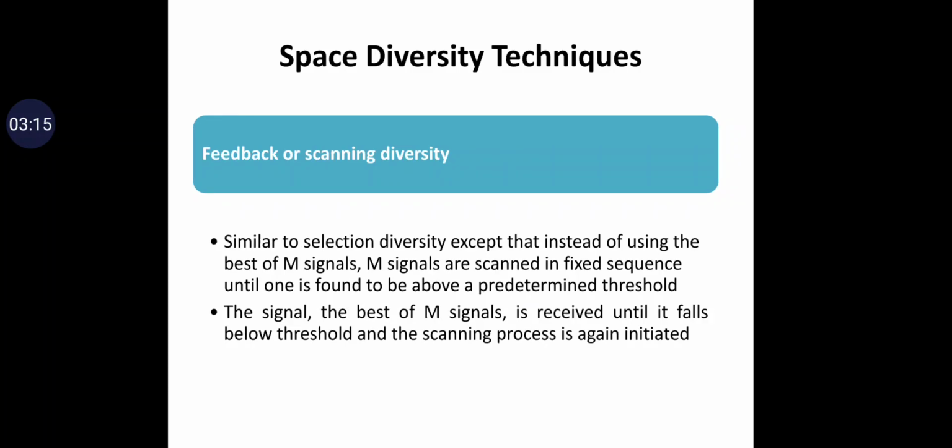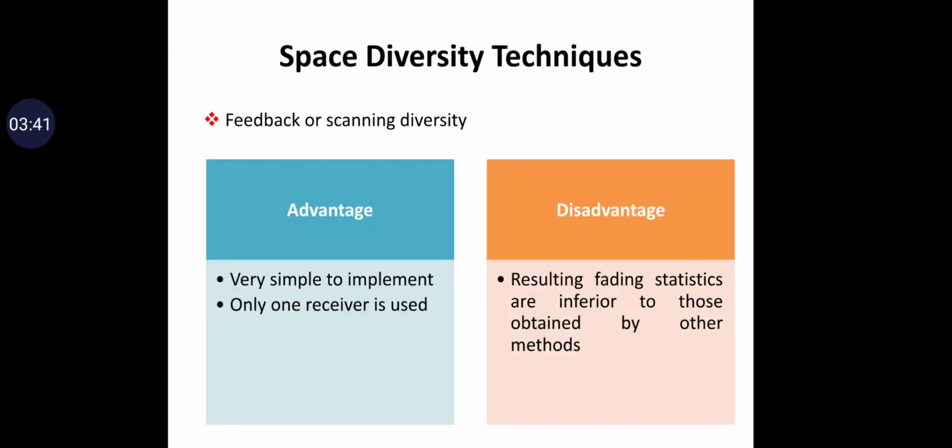And the second one is feedback or scanning diversity. It is similar to selection diversity except that instead of using the best of M signals, the signals are scanned in a fixed sequence until one is found to be above a predetermined threshold. This signal is received until it falls below the threshold and the scanning process is again initiated. So let's see the advantages and disadvantages of feedback or scanning diversity.